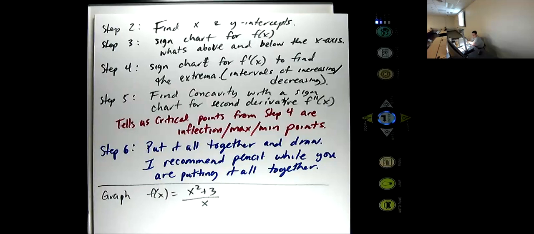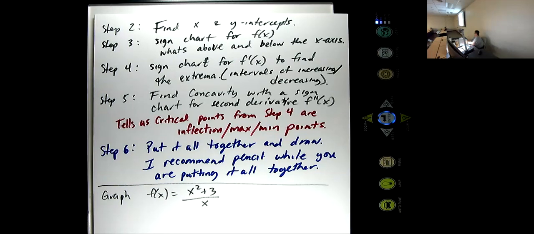You could use L'Hopital's rule. For infinity, I would use L'Hopital's rule, because when you're checking for a horizontal asymptote, it's infinity over infinity. Just use L'Hopital's rule. For the first derivative, quotient rule or what? Same thing. Oh, it's the same.